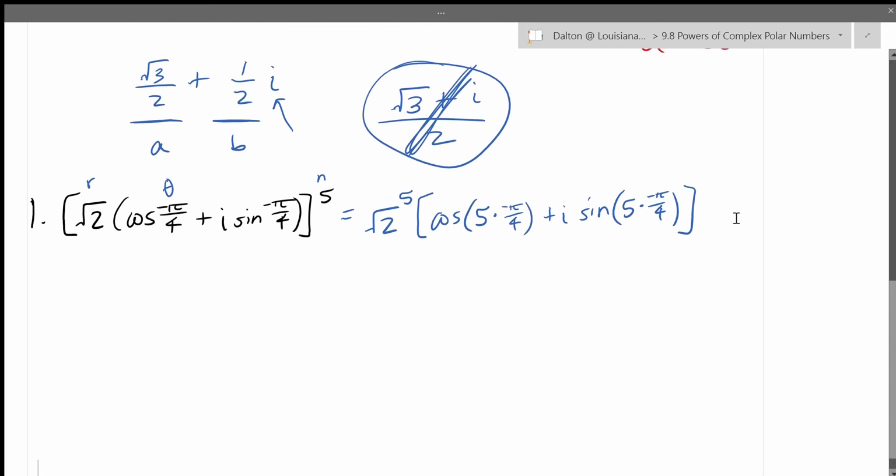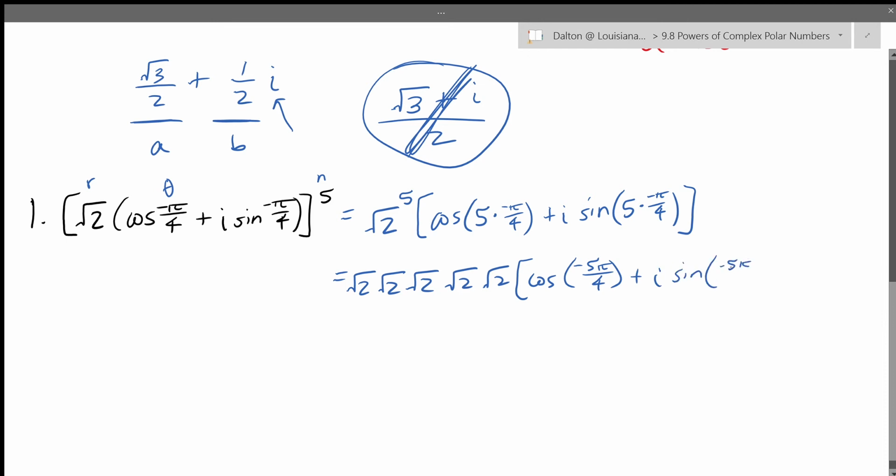Okay, the square root of 2 to the 5th power. If you need to, in order to help you expand that, know that this is the same thing as the square root of 2 times the square root of 2 times square root of 2 times square root of 2 times square root of 2. Open up your bracket times the cosine of, this will be negative 5 pi over 4 plus i times the sine of negative 5 pi over 4.